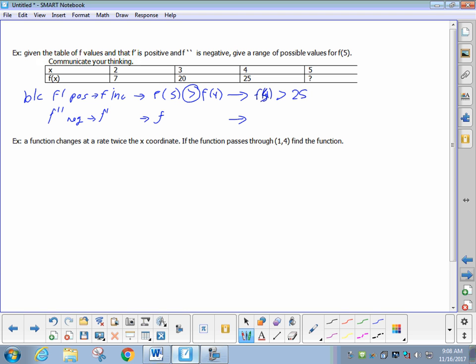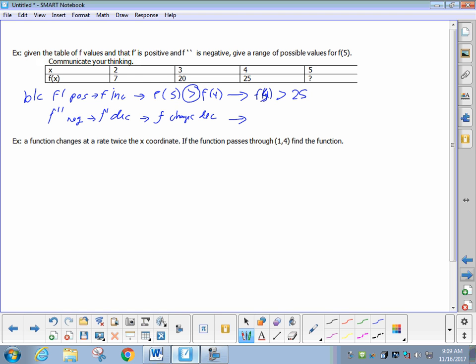F double prime negative, that's a harder one to use. What does F double prime negative imply? F prime is decreasing. Now, if F prime is decreasing, and F prime is the change in F, then that implies F changes are getting smaller. F changes are decreasing.